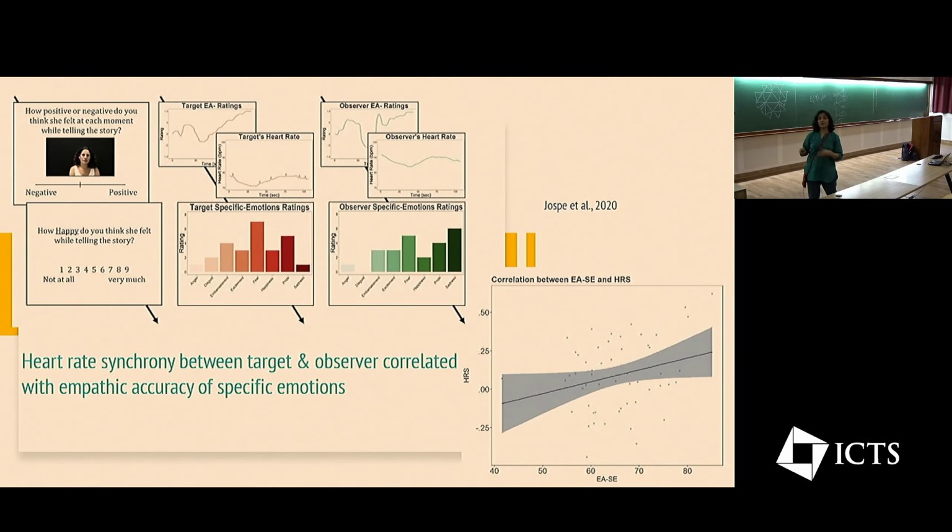So how do they know whether the emotion categorization is accurate? They ask the people in the video to rate themselves as well. So if there is a match between what they rated while they viewed their own recording and the participant's guess of what the other person's emotional state would be, that is considered high empathic accuracy. And high empathic accuracy for these specific emotions was correlated with high heart rate synchrony, suggesting that heart rate synchrony is associated with our guessing someone else's emotional state. Okay?